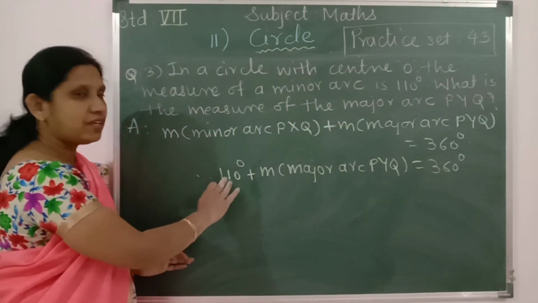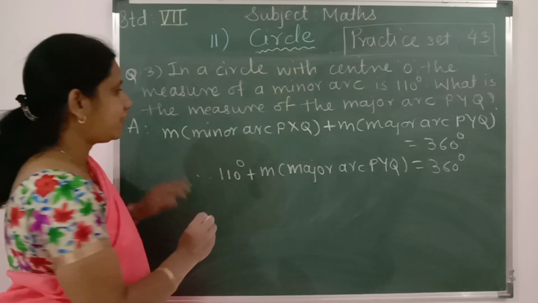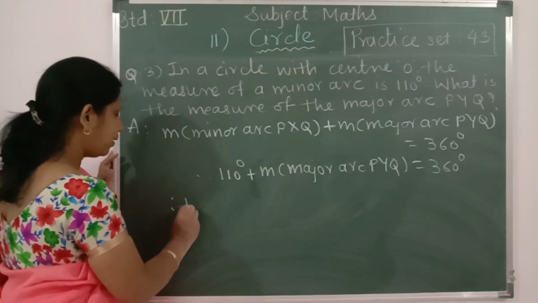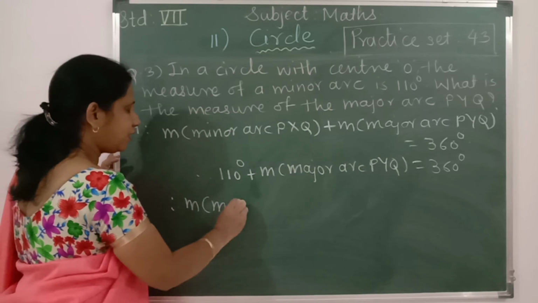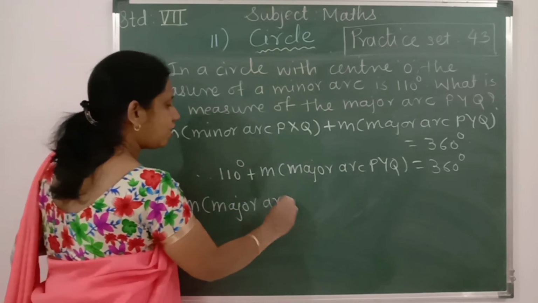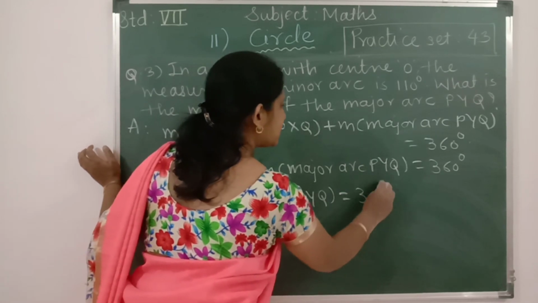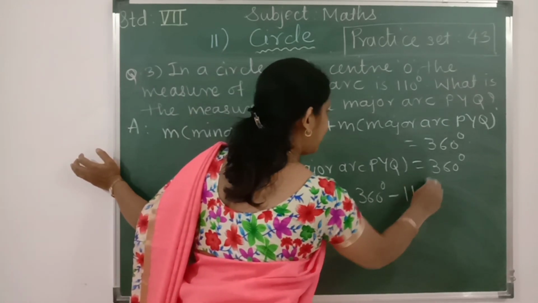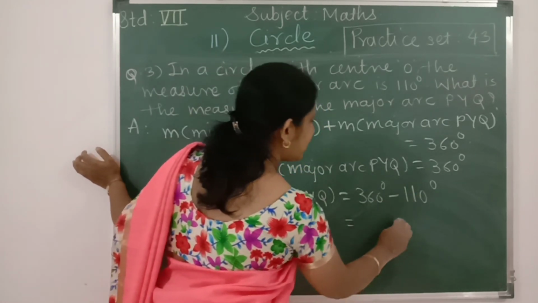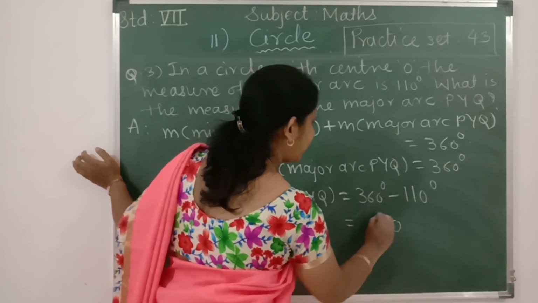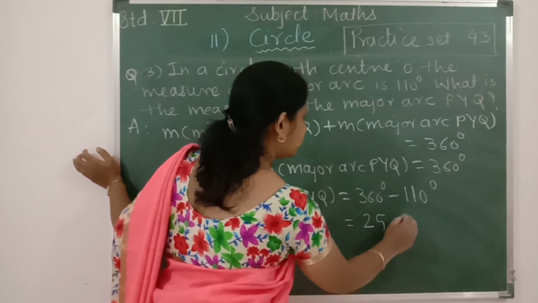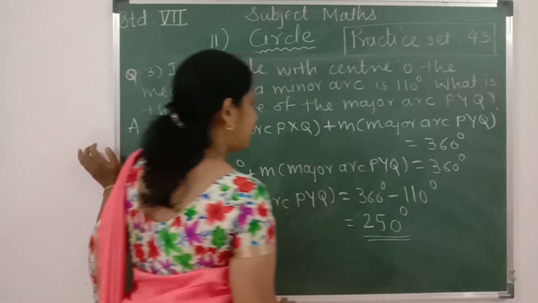Now we'll shift this 110 degrees to the right hand side, we'll get the measure of major arc PYQ is equal to 360 degrees minus 110 degrees. 0 minus 0, 0. 6 minus 1, 5. 3 minus 1, 2. So 250 degrees.